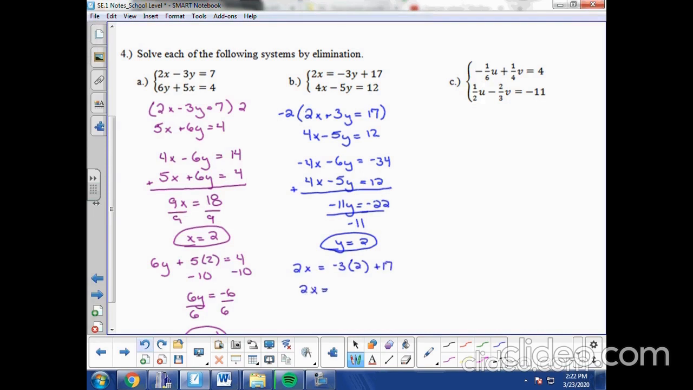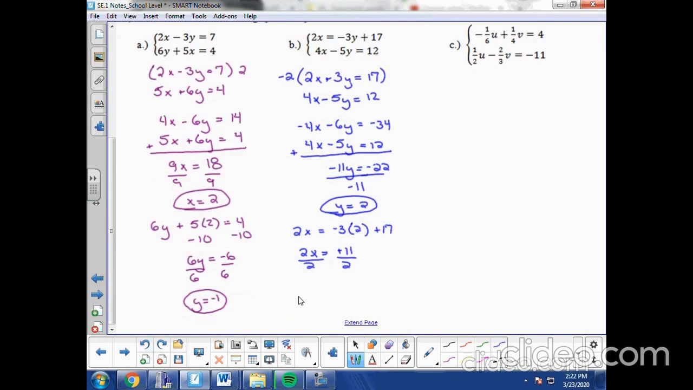You could take negative 3 times 2 plus 17 in your calculator to figure out negative 3 times 2 is negative 6, plus 17 would be negative 11. Sorry, positive 11. And then divide by 2. So x equals 11 over 2.